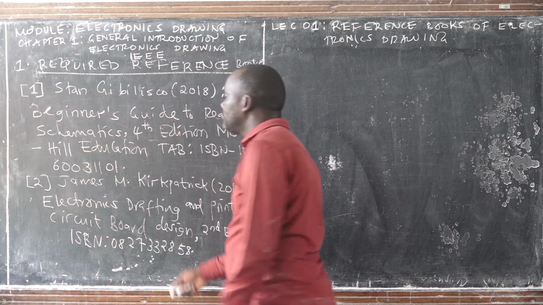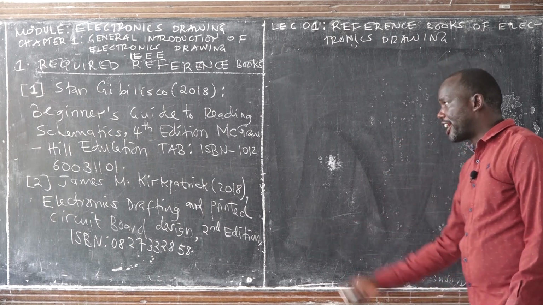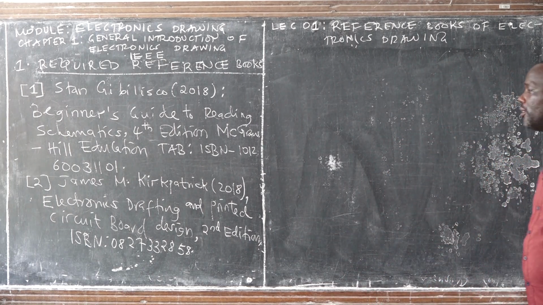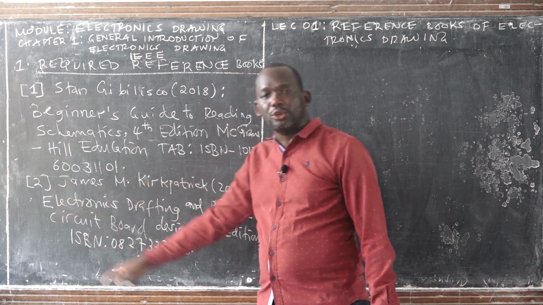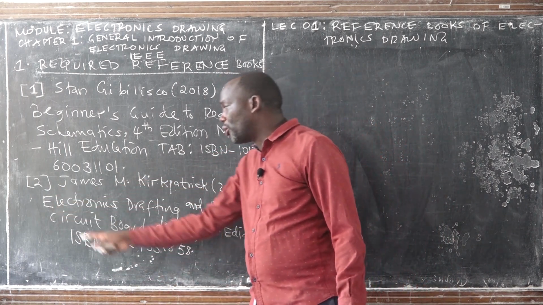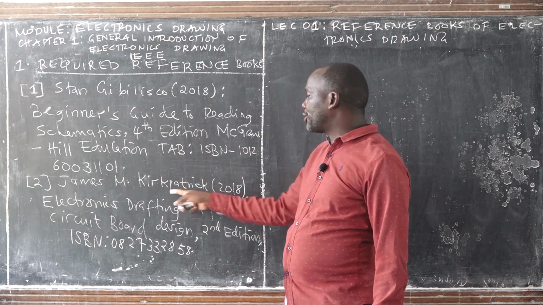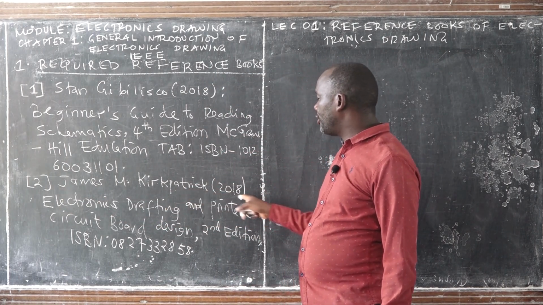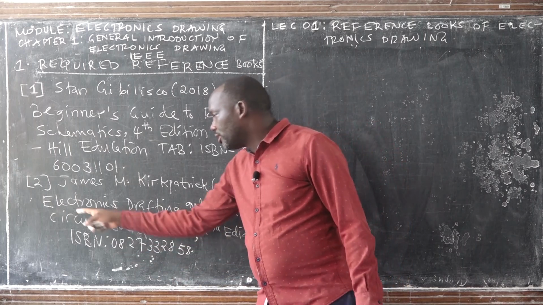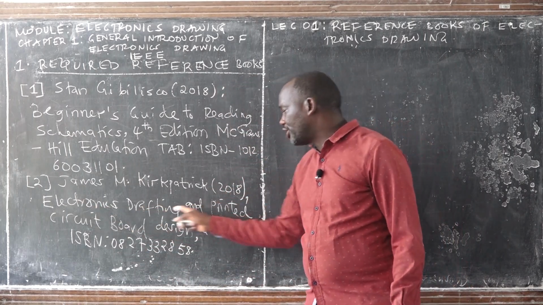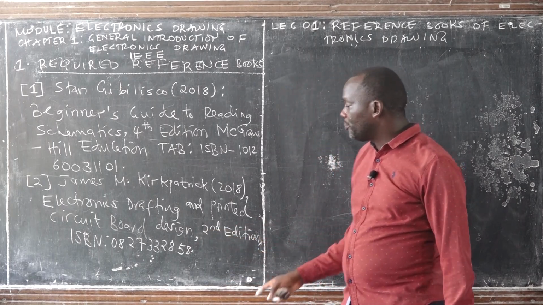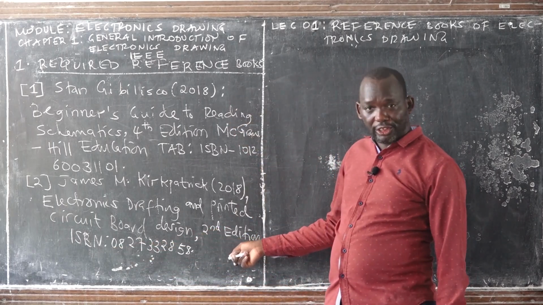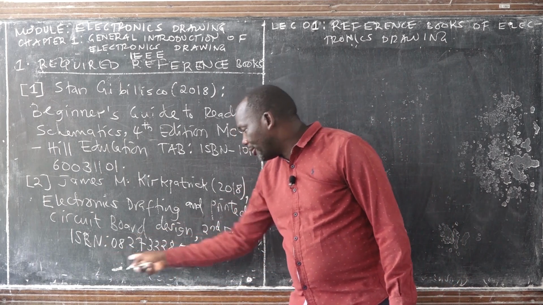Okay, so operating, we have the second required reference book. The name of the author, this is the second required reference book: James M. Kirkpatrick, 2018. The name of the book is Electronic Drafting and Printed Circuit Board Design, second edition. The name of the publisher is not presented. The ISBN number is this one.